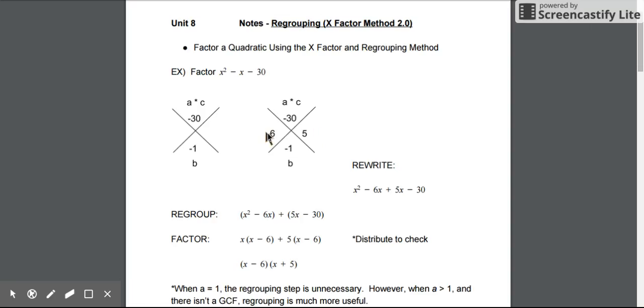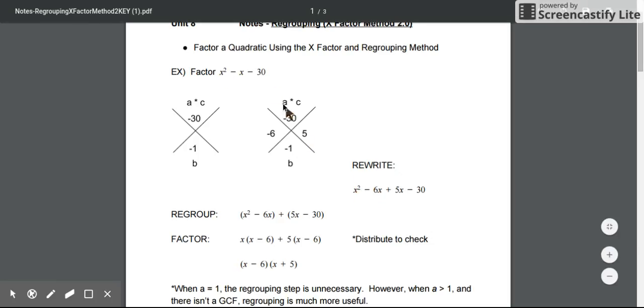The most basic X factor method allowed us to jump straight from here down to here, into our factored binomial expressions. But I'm going to take you through the two steps that we're actually skipping. What we really do when we find our factors is break up our middle term into those two factors. So negative 1x is now rewritten as negative 6x plus 5x. I rewrite my first term, x squared, and my last term, negative 30, which didn't change. I rewrite negative 1x as the sum of negative 6x plus 5x. So we're just breaking up that middle term.